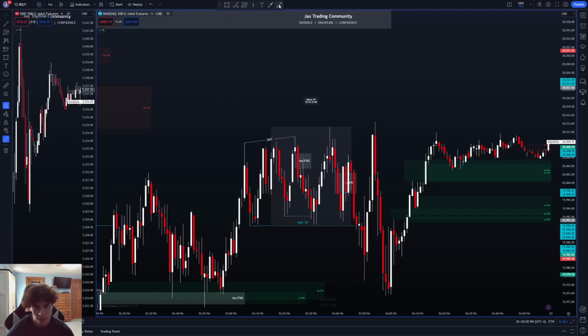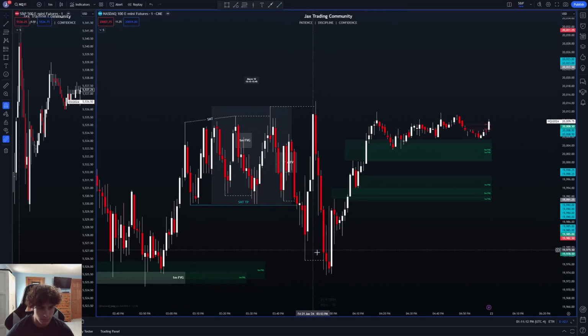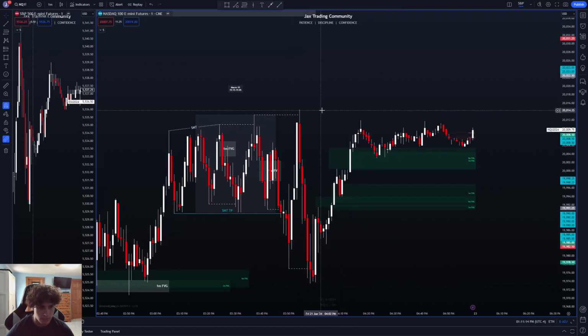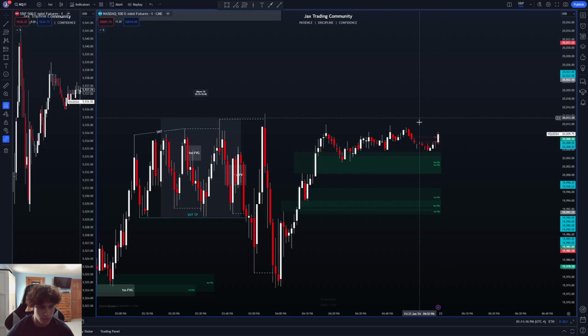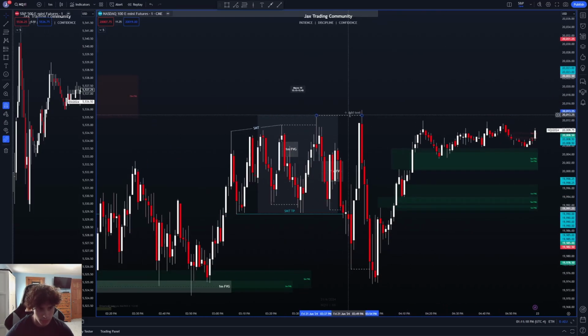Okay, so this low gets taken out. And then after that, this high gets taken out. And then this low gets taken out, I guess. And then this high gets taken out. And then after that high gets taken out, this low gets taken out. And then this high would get taken out probably again if we had more time.